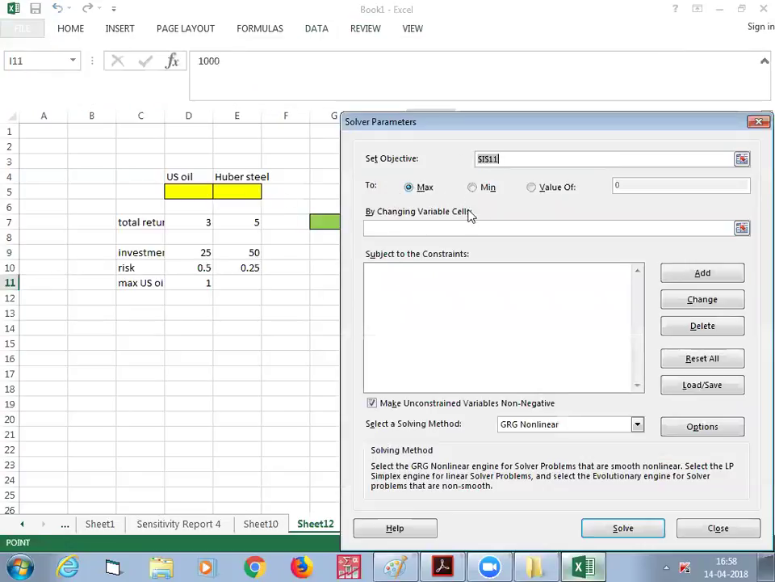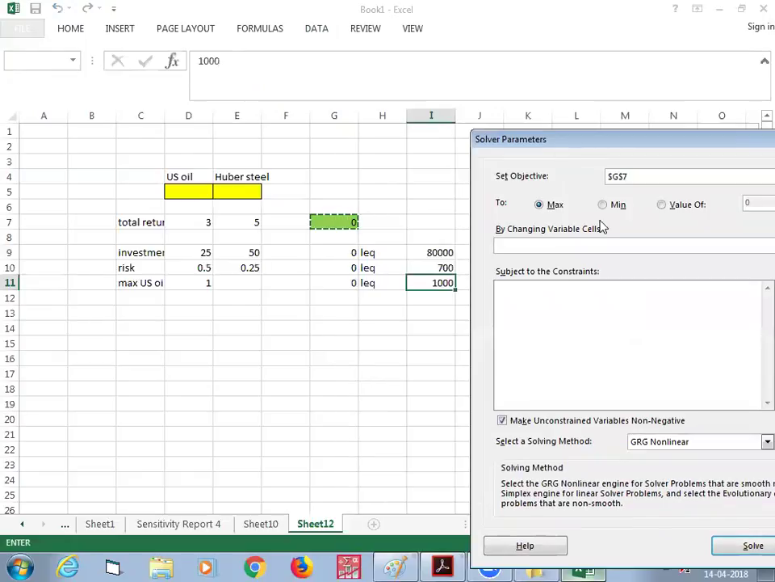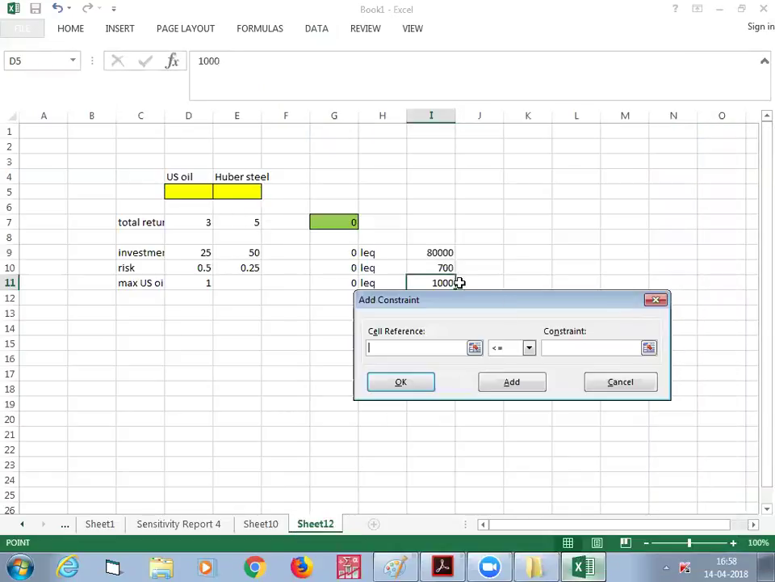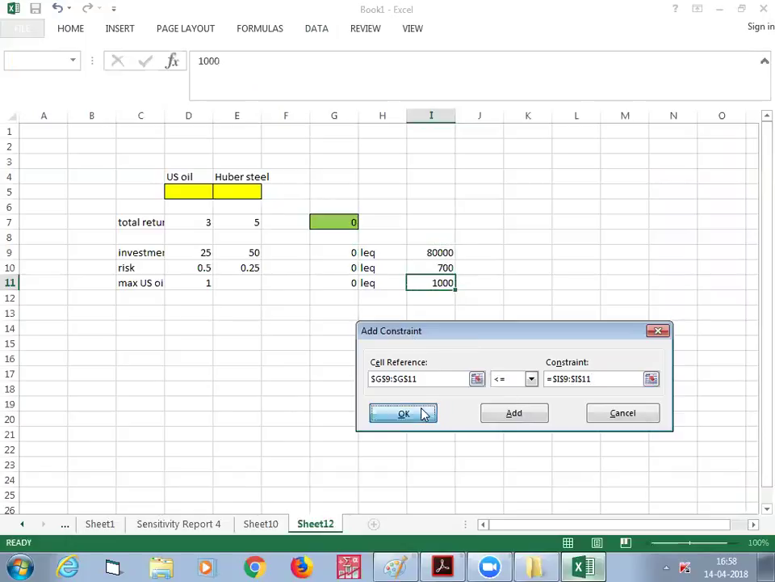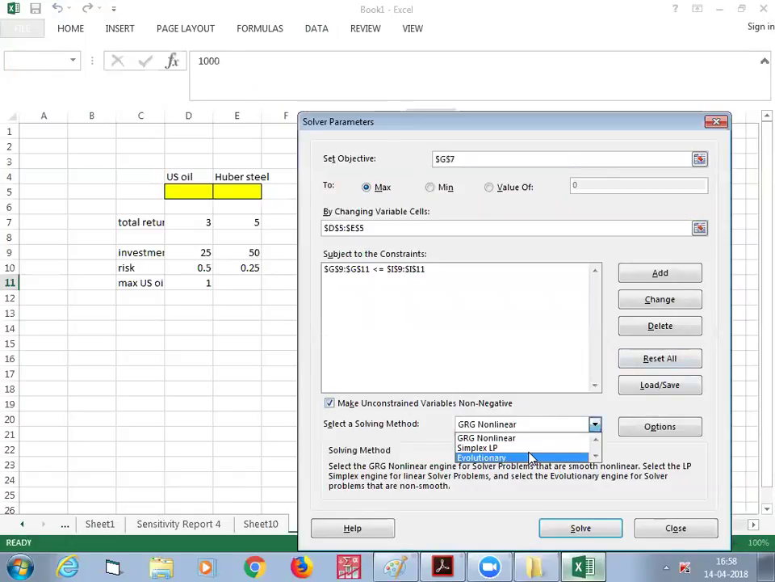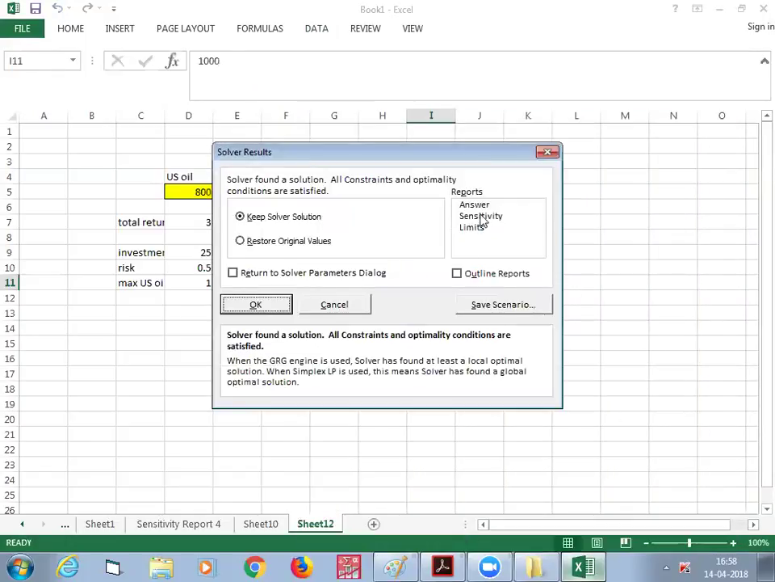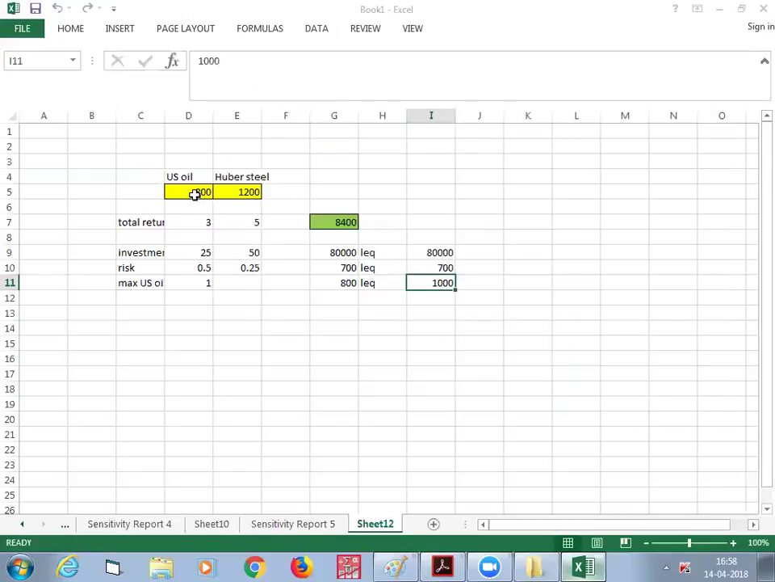We're maximizing the wrong thing. It should be here. Okay, we're maximizing this. These are the variables, and all the constraints are less than. So these are less than or equal to these. Okay. LPP, solve, and sensitivity. Okay, so same thing.